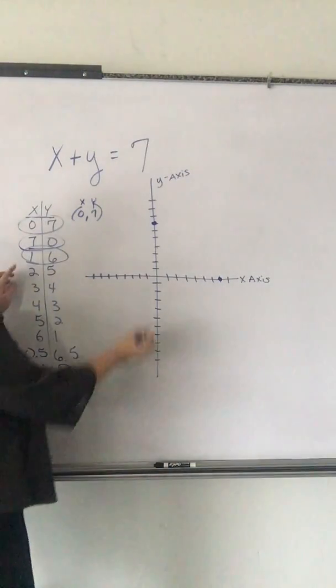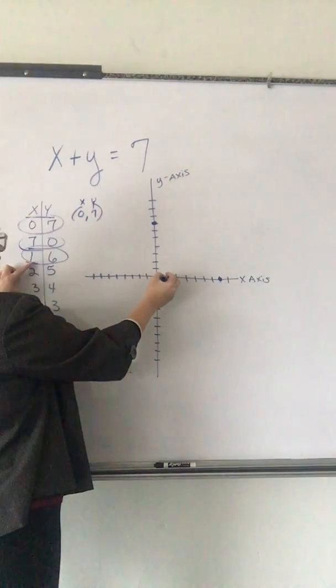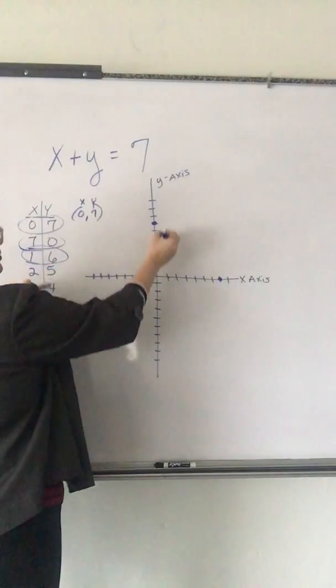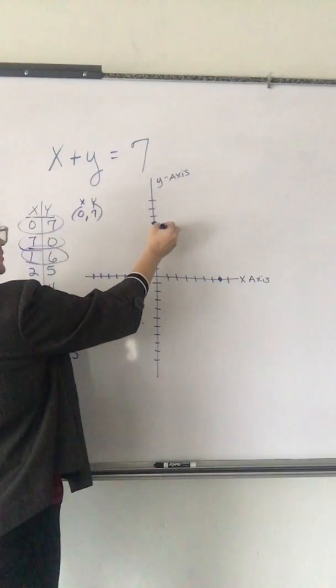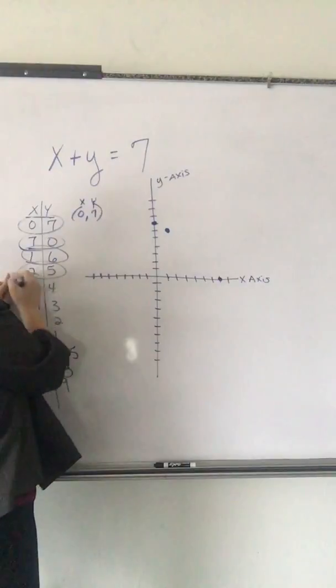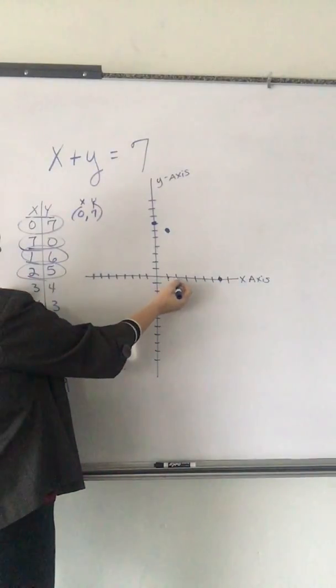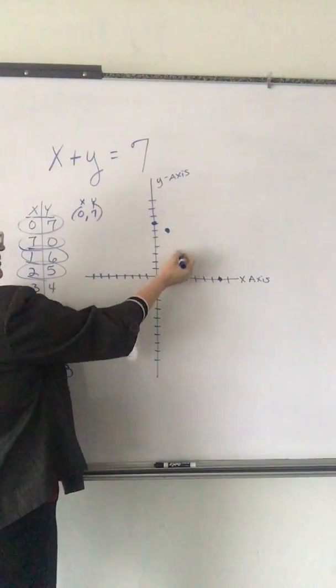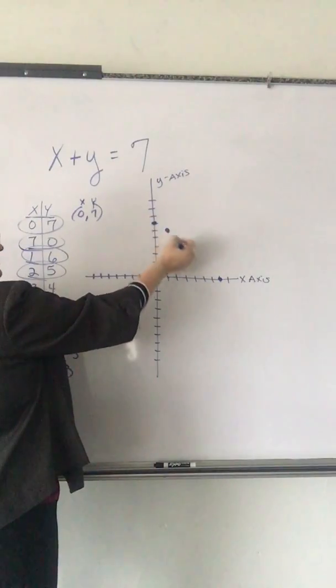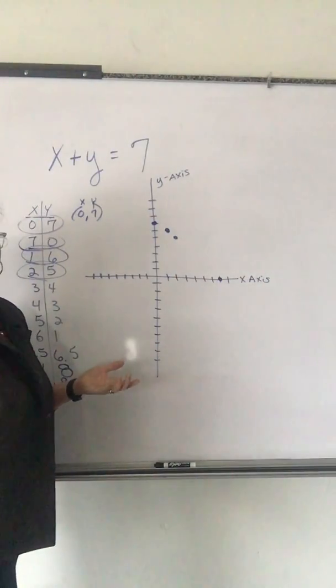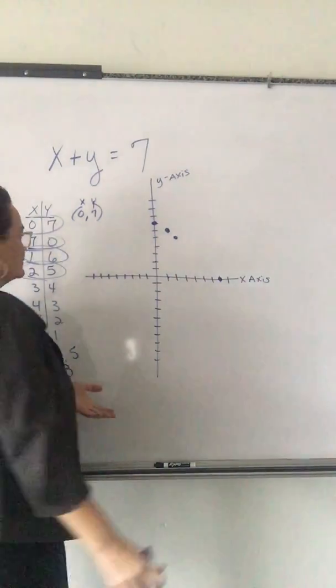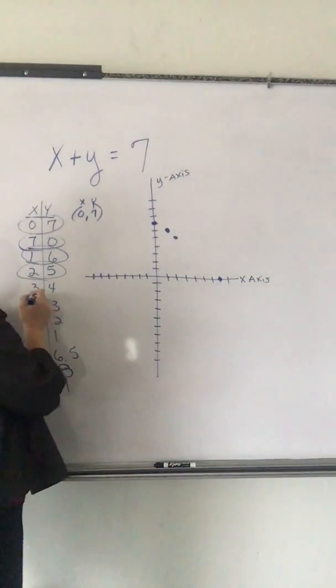1 and 6, that's plus 1 for x, plus 6 for y, where those two values meet. 2 and 5: 2 for x, so over 2 and then up 5 places. Notice how those look like they're lining up. And that's how it's going to be with graphing linears. They will line up all of our solutions.